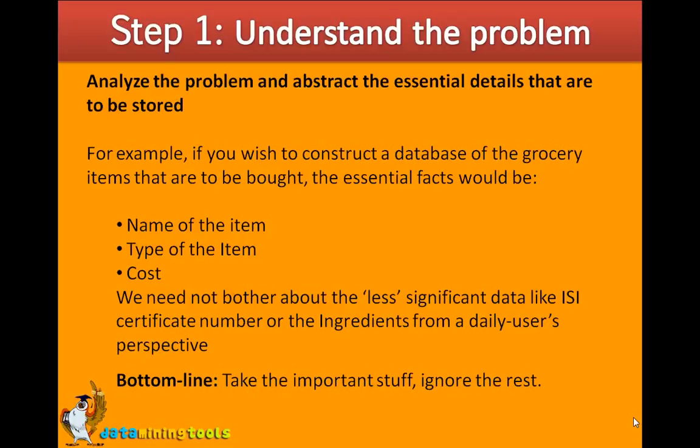Step 1, as we have seen, is to understand the problem. Analyze the problem and abstract the essential details that are to be stored. For example, if you want to construct a database of the grocery items that are to be bought, the essential facts would be name, type and cost. We need not bother about the less significant data like ISI certificate number or the ingredients from a daily user's perspective. So the bottom line is, take the important stuff and ignore the rest.